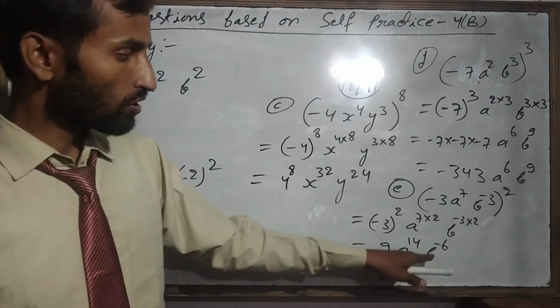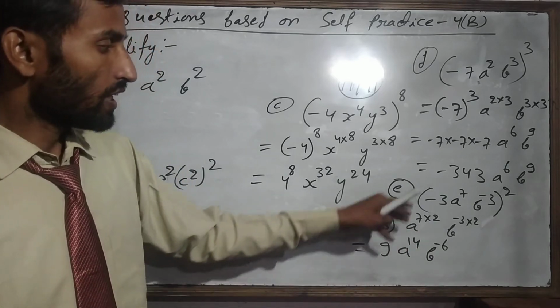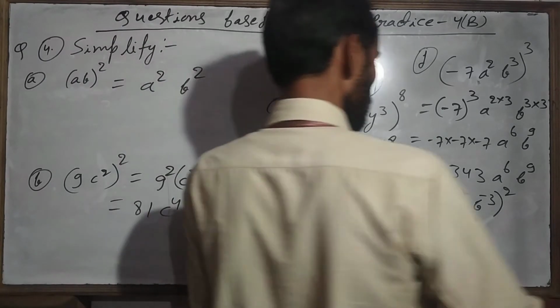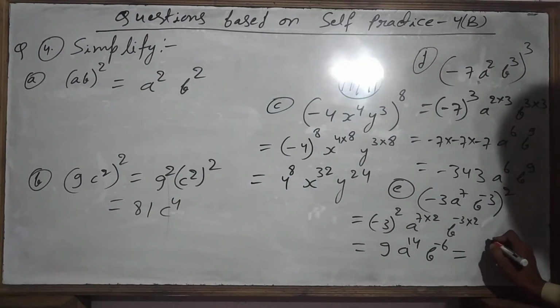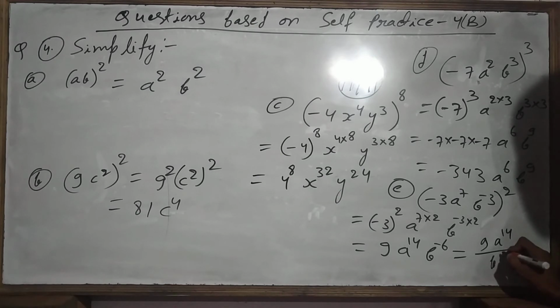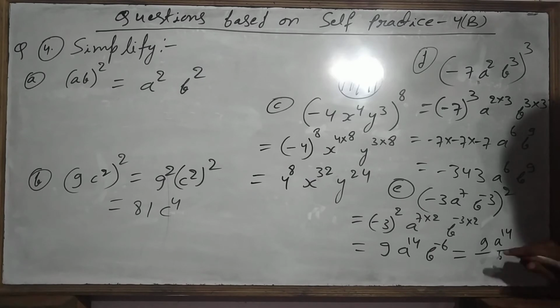Or if you want to convert this minus to positive, then b will go in the denominator, which means it will come as a fraction. It means 9 a power 14 upon b power 6. This is the final answer. Like this you can do the question.